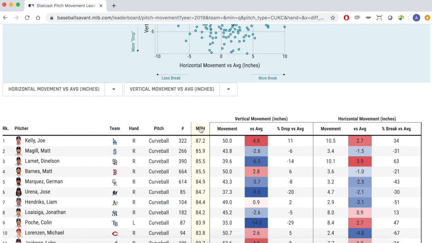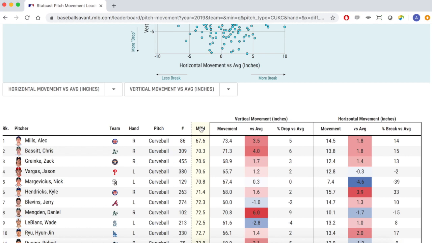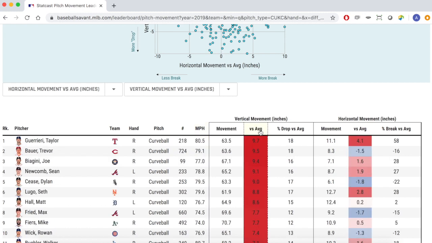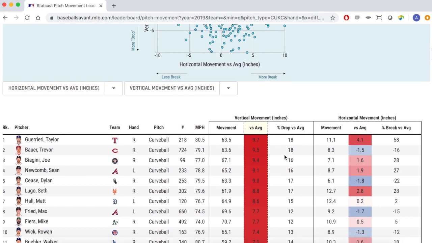The red column there shows it in inches. The one next to it, you can do it in percent if you want. And I think, especially if you up the minimums a little bit, the names on this curveball list are super satisfying. Like, yes, of course, Bauer has a very good curveball. Of course, Seth Lugo should be there and Mike Fiers.